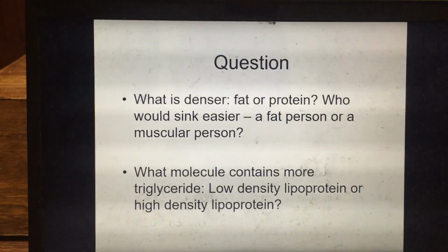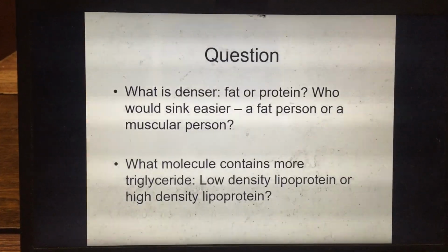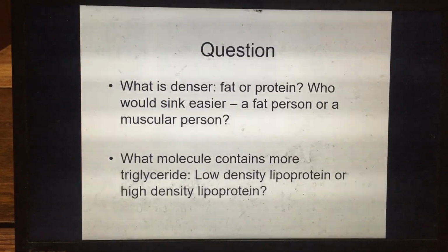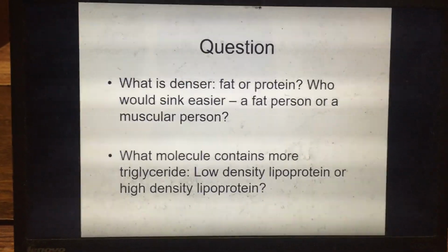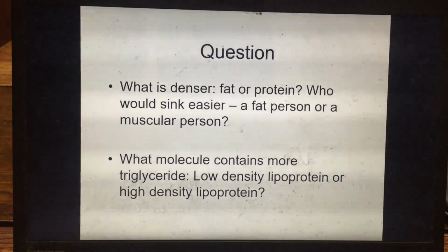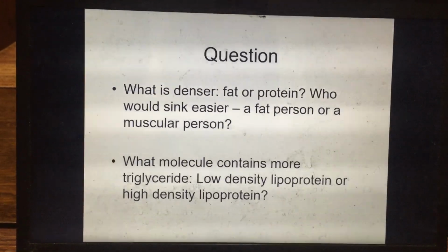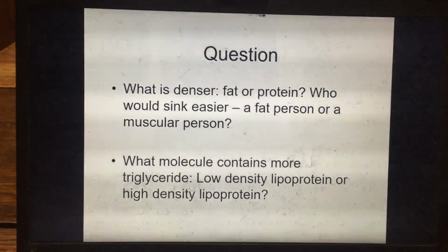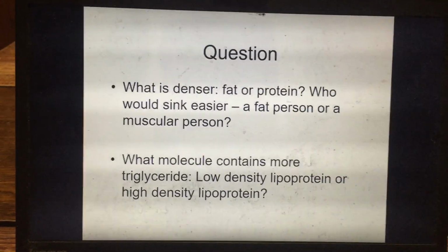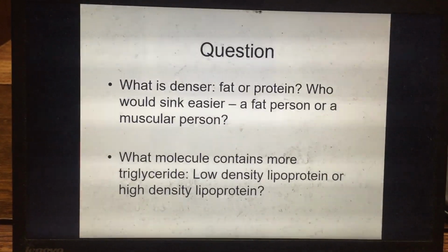You've probably heard of different types of lipoproteins in your blood. Some are healthier than others. The question here is, what is denser, fat or protein, and who would sink easier, a fat person or a muscular person? If you're a muscular person, you'll notice that when you go swimming, if you have a lot of muscle mass, it's easy for you to sink if you stay still in the water, whereas a person with a greater amount of body fat will tend to float. It's because fat is less dense than muscle, and so protein is more dense than fat.